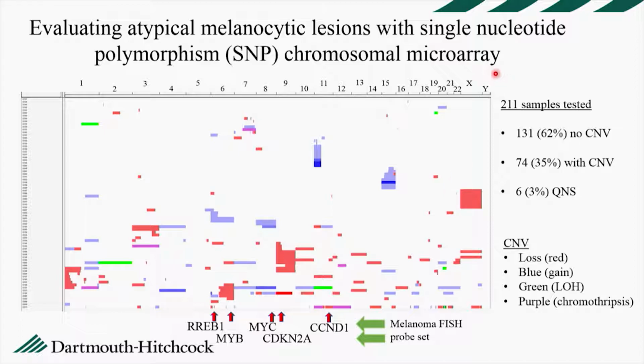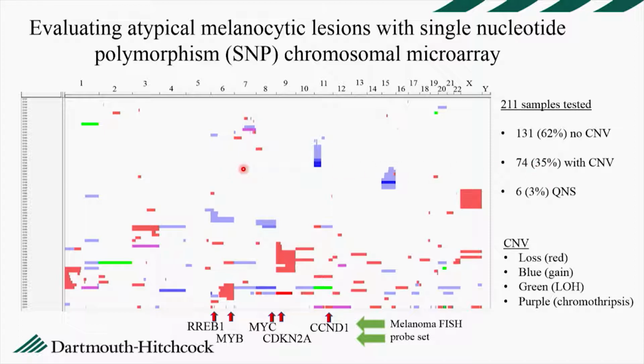So this graphic represents the accumulation of CNV data from all of our CNV reportable cases. Out of the 211 samples that we've tested, 131, or 62% of our cohort, had no CNVs. Just to remind you, this cohort is of atypical melanocytic lesions. 74 of our cases, or 35%, did have at least one reportable CNV.